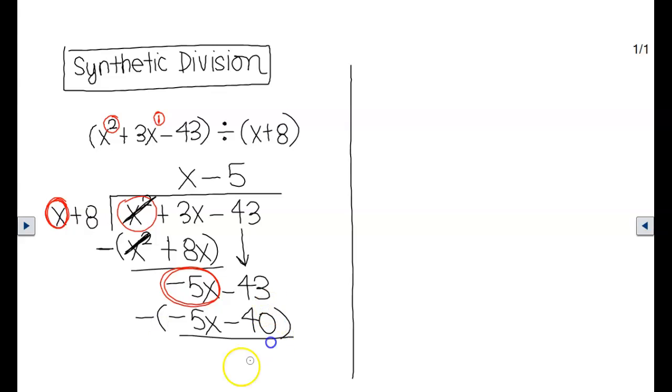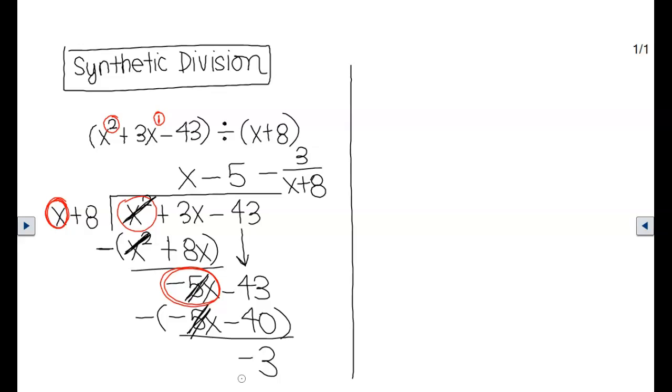And we subtract. So negative 5x minus negative 5x cancels these two out. And then negative 43 minus negative 40, minus negative 40 is going to change to plus 40. So we're doing negative 43 plus 40, which is a negative 3. So I have x minus 5, remainder negative 3. And remember, I asked you to write that as x minus 5 minus 3 over your divisor of x plus 8. So we got x minus 5, and we got a remainder of negative 3.